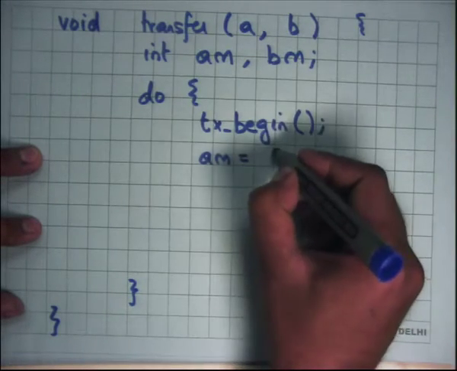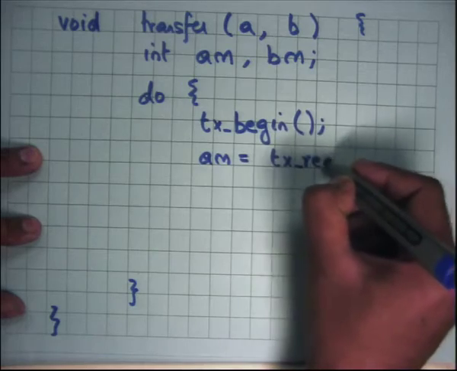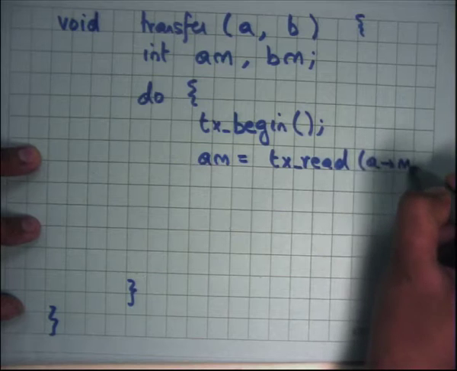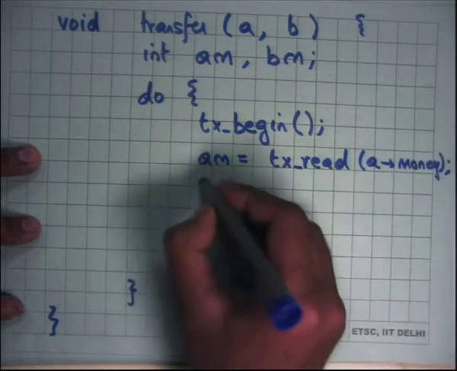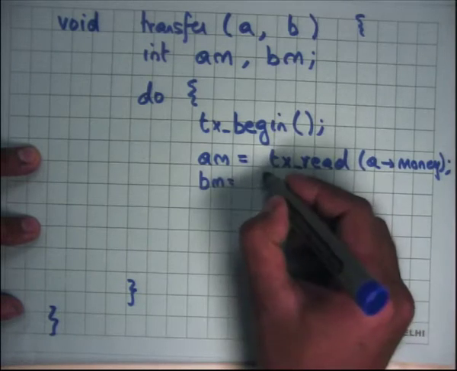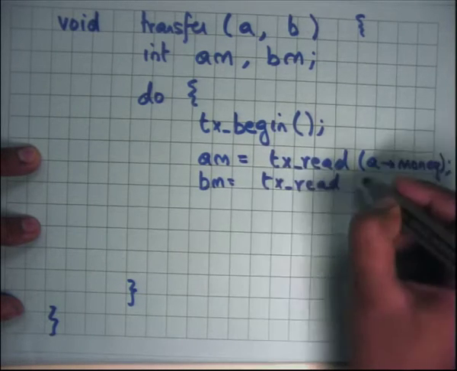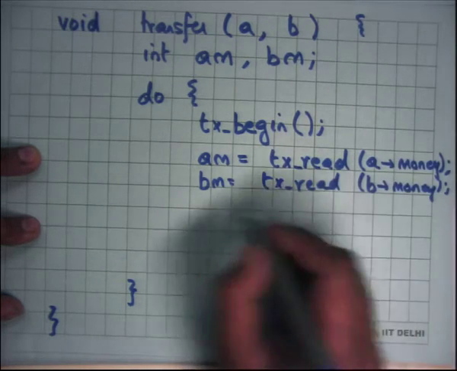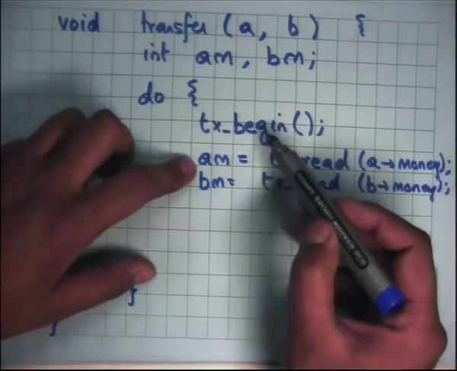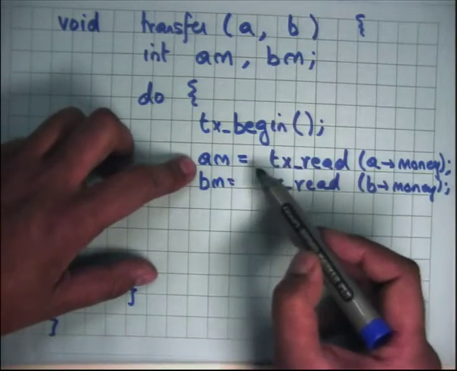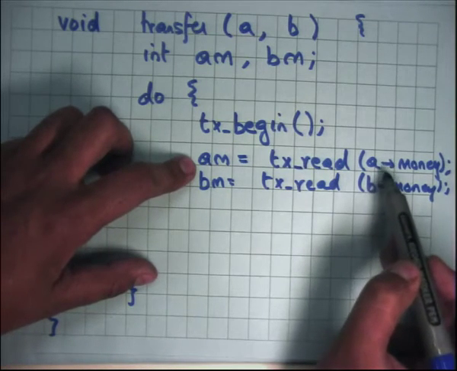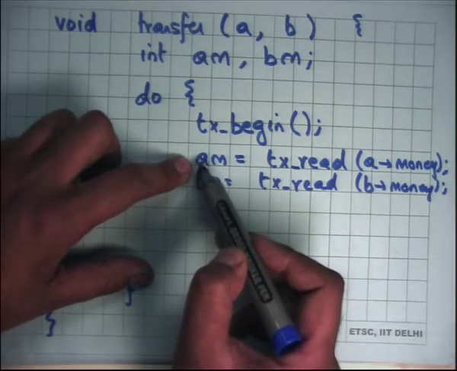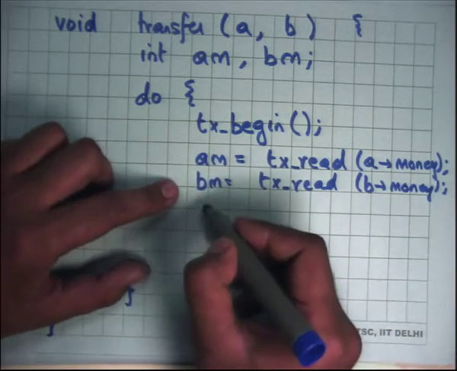AM is a local variable which will read, we call Tx read on A dot money, right, and let us say BM is equal to Tx read B dot money, okay. So what I have done is I have said that this is a transaction. The transaction will first read the shared values. So, A dot money and B dot money are shared values, and I am reading those shared values into local variables, right. And then I am going to perform my operation on the local variables.